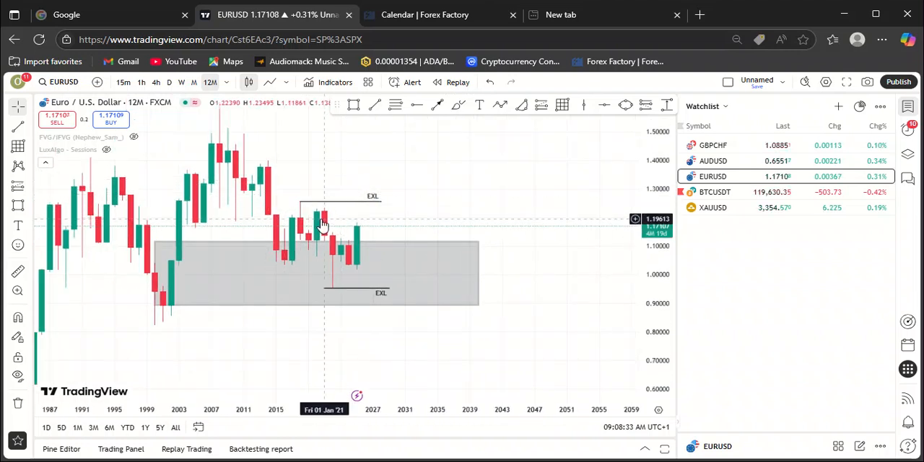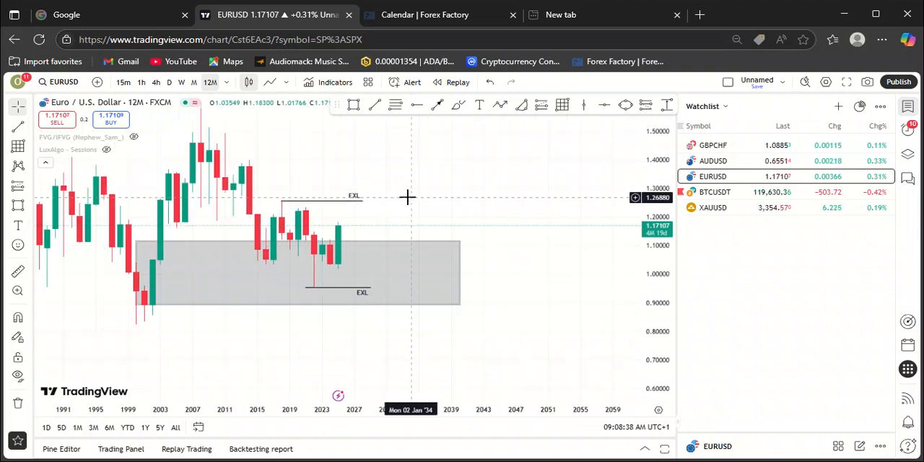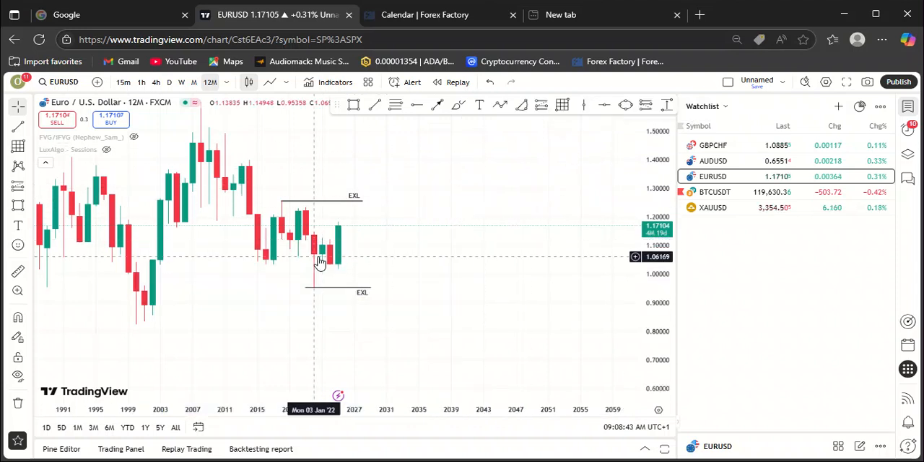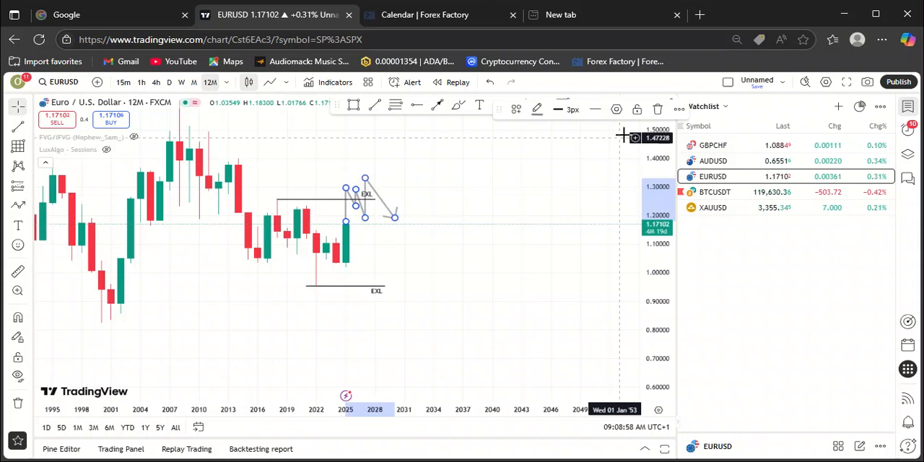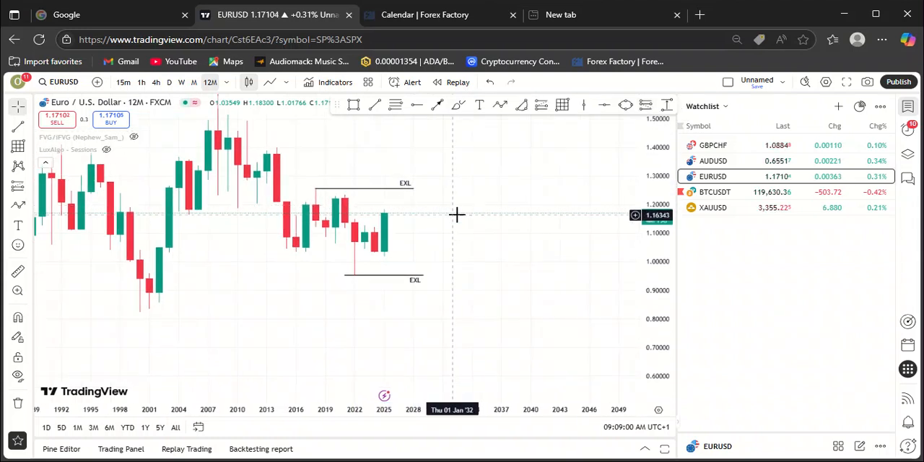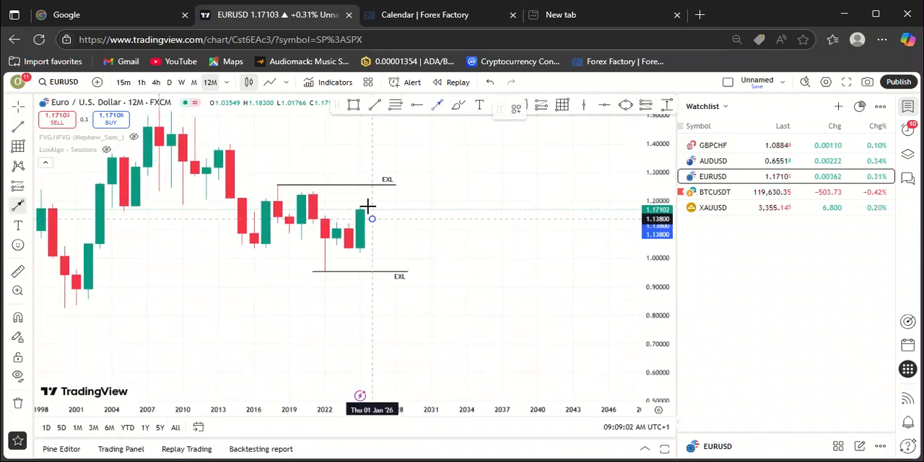And the next thing I mark is my external liquidity, which is this external liquidity here. That is a draw on liquidity where I'm very sure that price is going to be drawn to. Whenever price comes into this area, anything can happen. Price might decide to break it out. Price might decide to have a change of character or whatever. I'm not trying to predict the price, but what I know for certain is that price is going to attack this sell side external liquidity first.